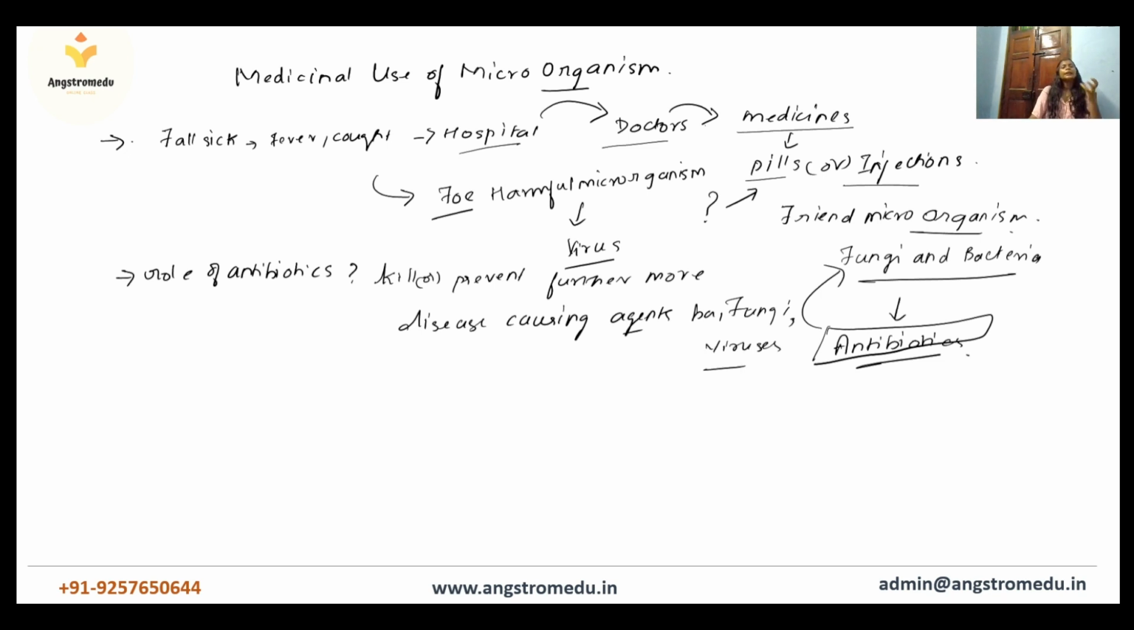So to talk about the role of antibiotics, it will kill or prevent further disease-causing agents, that might be bacteria, fungi, viruses, etc. Kill means it will kill the bacteria which are already developed. Prevent means it will cut down the further development of the pathogens. Fine. So how have we derived the term antibiotics actually?